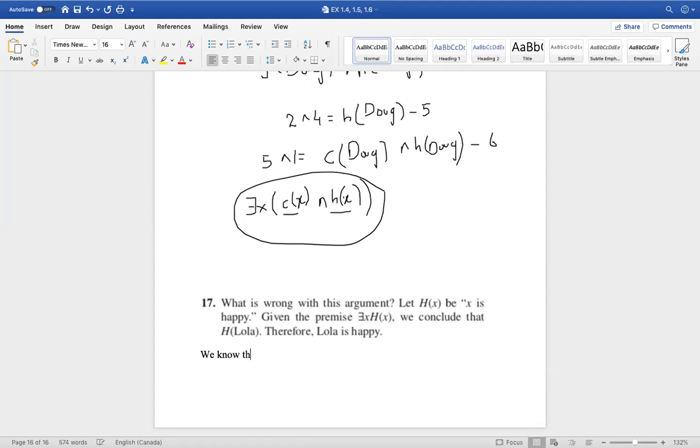So we know that someone is happy, but we cannot conclude that Lola is in the domain of X, right? Maybe Lola may not be in X. Therefore, whenever you are working with quantifiers, the domain is very important. You have to know what the domain is because the truth value for an argument, a propositional function, will be based on the domain. Okay, so this is an important lesson to learn from this tutorial today.